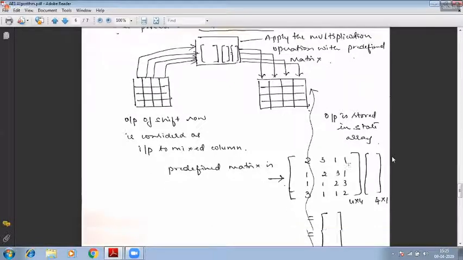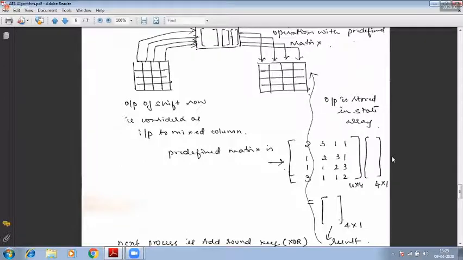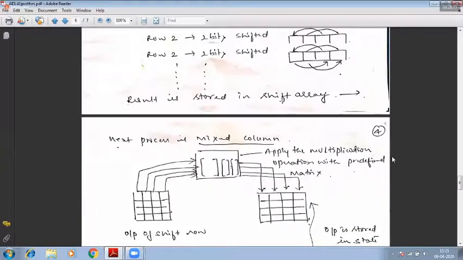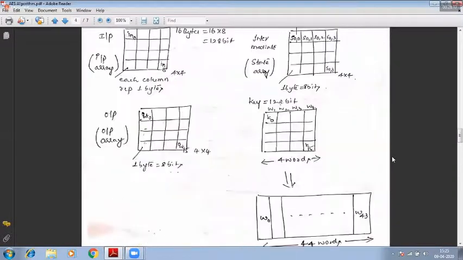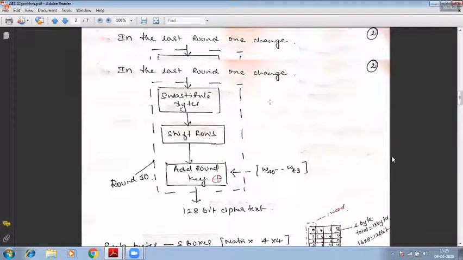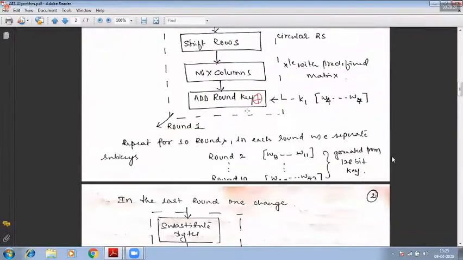So whatever output I get is once again a 4 cross 1 result. Where does that have to be stored? That has to be stored once again in a state array as an output. Now this output will be fed as an input for my next round. What is my next round? My next round is your add round key, which is basically your XOR operation.